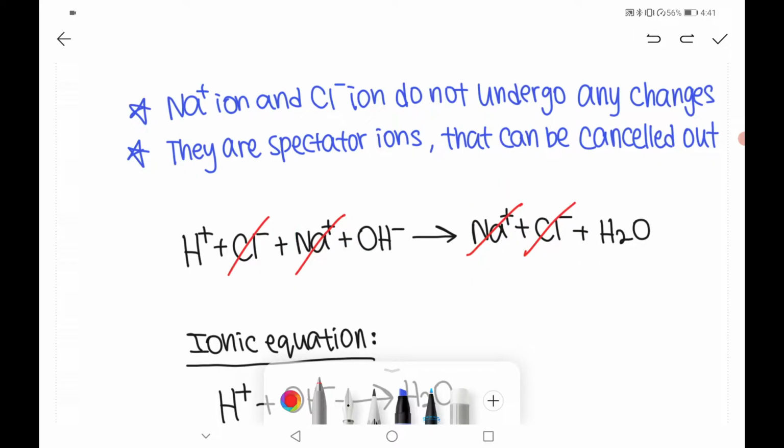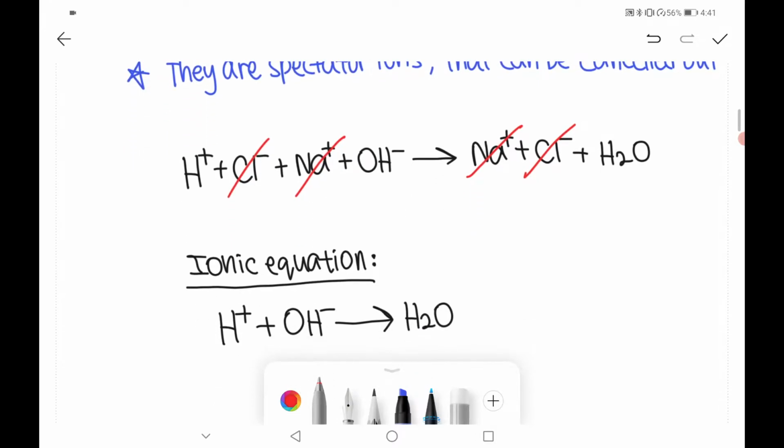Some students will ask, sir, if this is Na+ and this is Na, can we cut it? Cannot, because they are different, right? This is Na+, this is Na, so they are different, so you cannot cut. You can only cut the same charge. So after you cut, you get the final answer already. You see the final answer, H+ reacts with OH-, you get water. So the final answer, we copied it: H+, OH- and water.